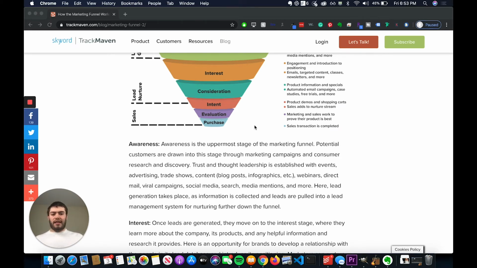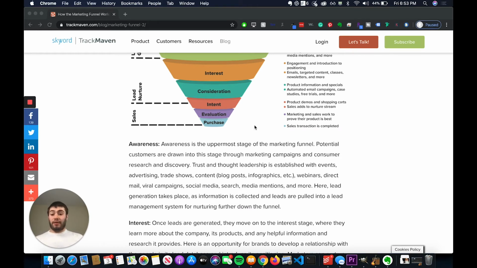So with the intent stage, you have product demos and shopping carts, and people are starting to add things to their cart. As you get more sales, it's going to add to nurturing because you're gaining trust of your customers in order to make purchases with you. Marketing and sales are trying to prove that their product is the best. And the final stage is the purchase stage. This is where the actual sale is complete.